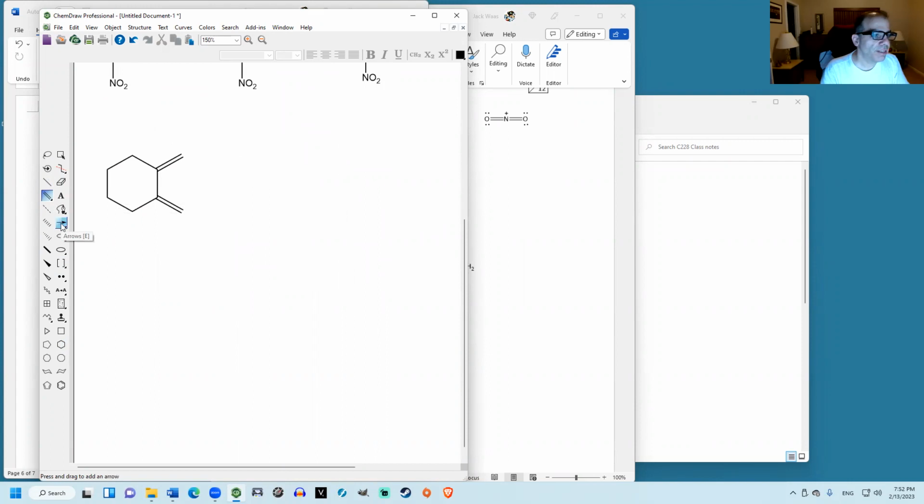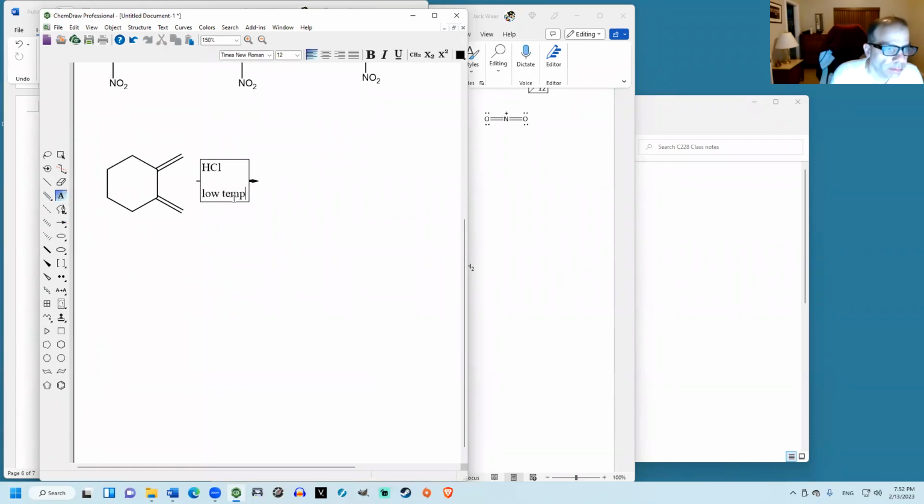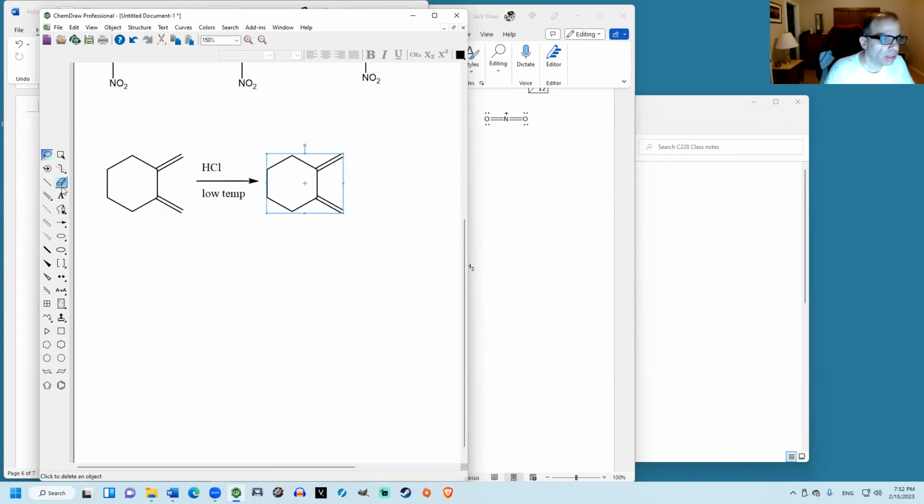There's a diene, a conjugated diene. So recall that at low temperature, we get the 1,2 product, which looks like this. If this were HBr, of course, you'd have a bromine over here instead of a chlorine. If it were Br2, you'd have bromines on both carbons.